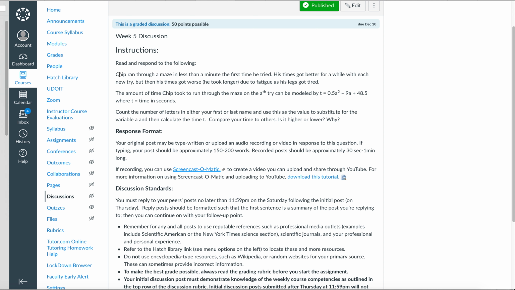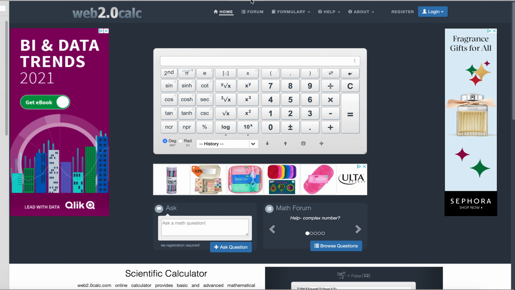After this week, on Sunday, I will be posting a video that connects this a little better to the actual visualization of Chip. But to complete the discussion, you're given this equation for t. In this equation, we can find his 8th try by using the number of letters in either your first or your last name to substitute for a. That's all you're doing, just plugging in a value for a. That's it. So when we do that, we're going to go ahead and enter our 0.5.